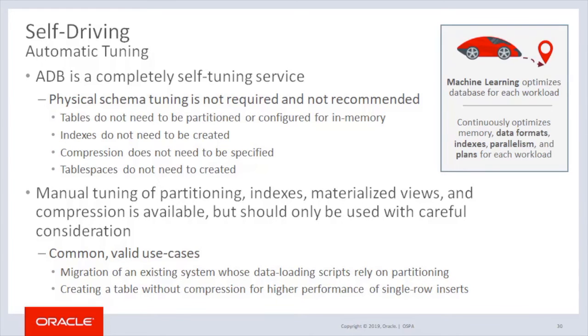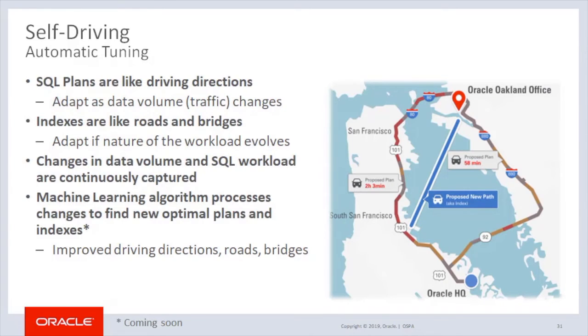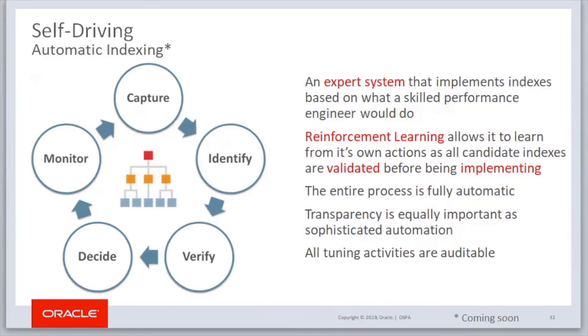Oracle execution plans are like driving directions. They will change as the data distribution, data volumes, and statistics change. Indexes can be thought of as roads and bridges. With auto-indexing, new roads will be added as the workload continues. Changes in data volume and SQL workloads are continuously captured, and machine learning algorithms process changes to find new optimal plans and indexes. An expert system that implements indexes based on what a skilled performance engineer would do is part of the environment.